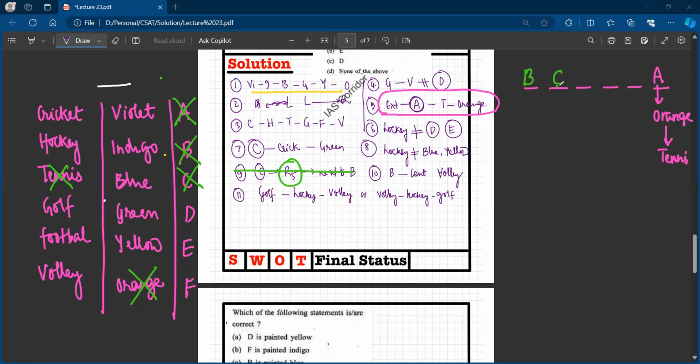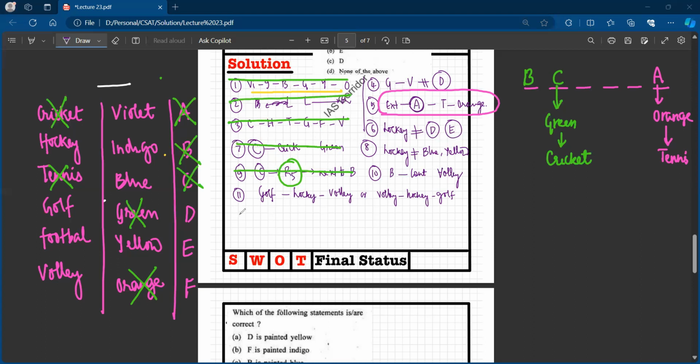C holds the cricket ball and it is of the color green. Green cricket. Clear? So cricket is completed. Green is done. Clear? So we have done this statement also. One by one we are eliminating. Now you can see here, this is also we have written down, this also we have written down, this also we have done.